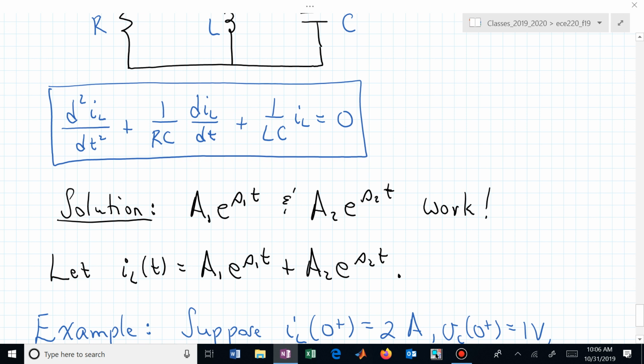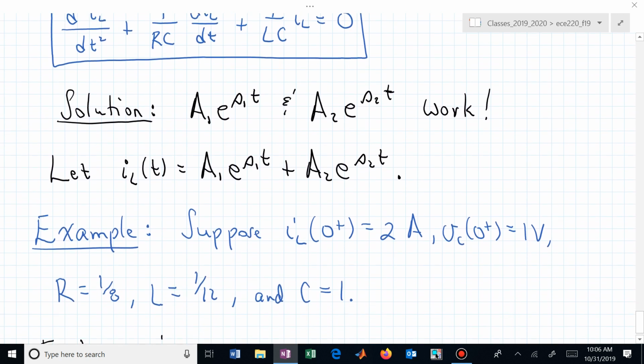We'll get there. Let's now suppose in this RLC circuit that somebody says the initial value at time 0 for the inductor current is 2 amps, and let's say that the voltage across the capacitor is 1 volt. Also, they're giving us particular values for R, L, and C. Let's say that R is 1/8, L is 1/12, and C is 1.